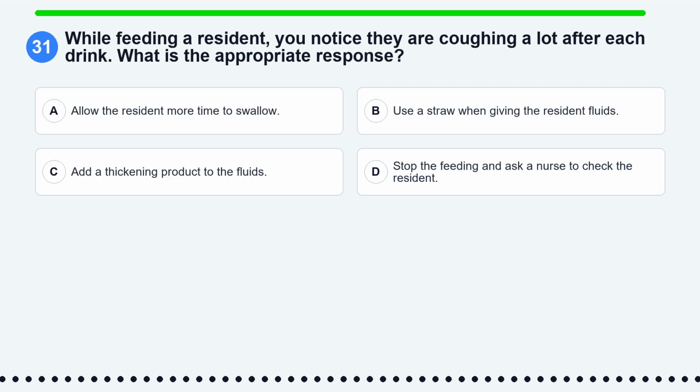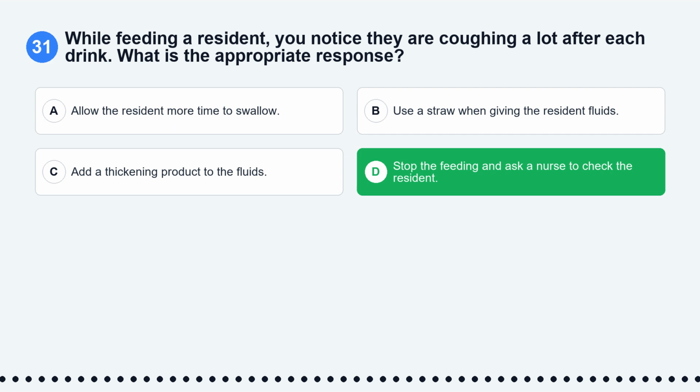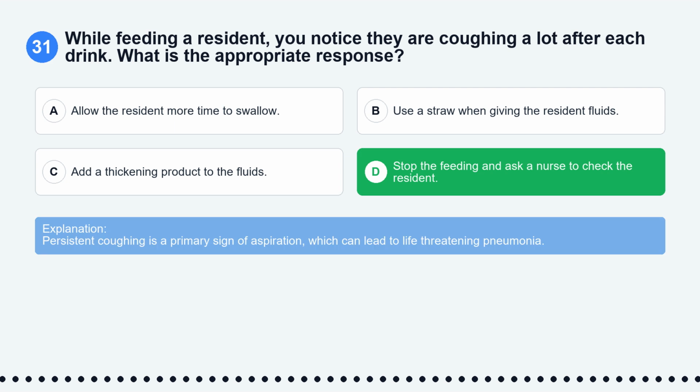Question 31. While feeding a resident, you notice they are coughing a lot after each drink. What is the appropriate response? Option A. Allow the resident more time to swallow. Option B. Use a straw when giving the resident fluids. Option C. Add a thickening product to the fluids. Option D. Stop the feeding and ask a nurse to check the resident. The correct answer is option D. Stop the feeding and ask a nurse to check the resident. Persistent coughing is a primary sign of aspiration, which can lead to life-threatening pneumonia.